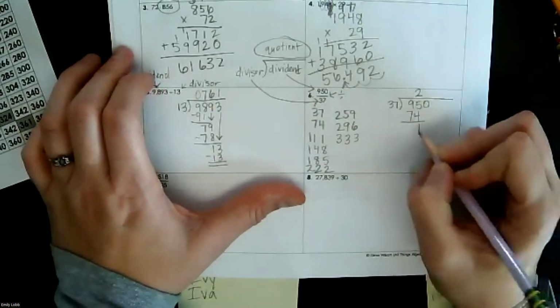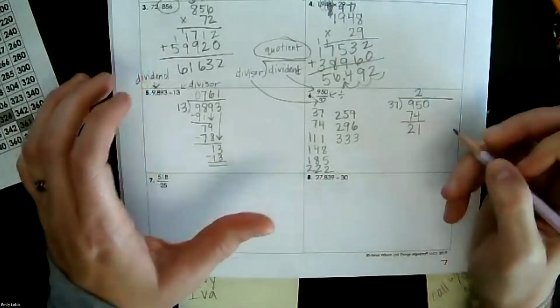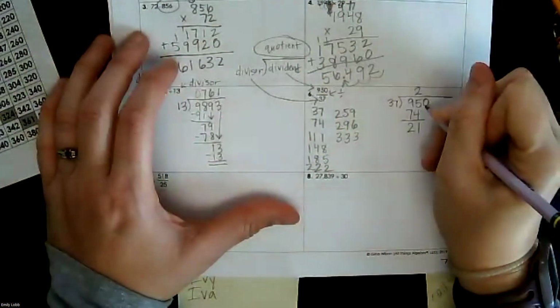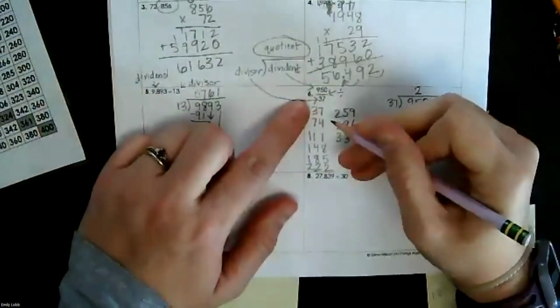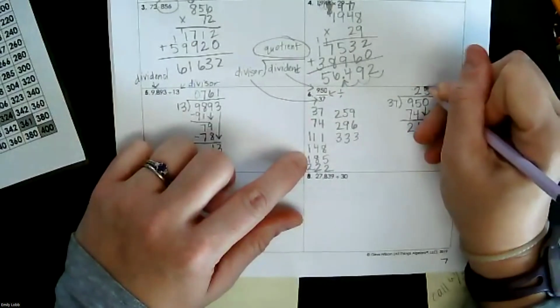Whew, so this is 1 and this is 2. This one's kind of ugly. Bring down the 0. We have 1, 2, 3, 4, 5 times.